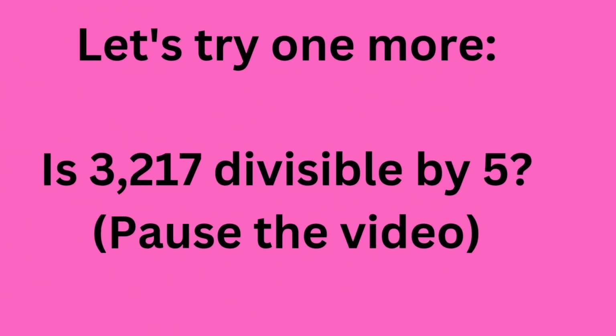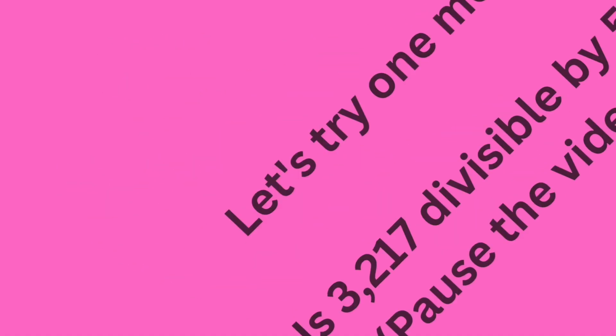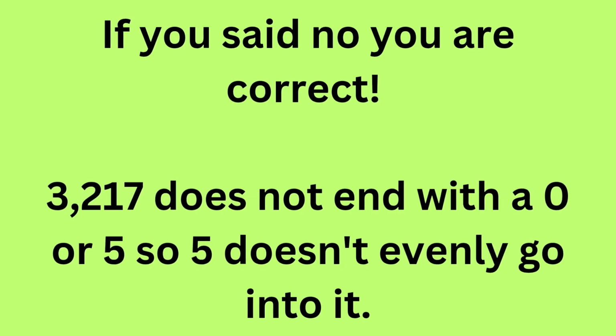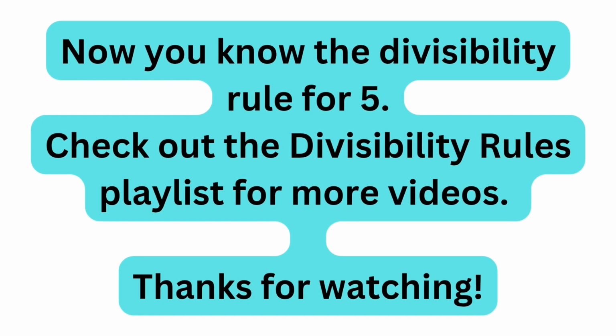Let's try one more. Is 3,217 divisible by 5? Again, pause the video so you don't see the answer. If you said no, you are correct. 3,217 does not end with 0 or 5, so 5 doesn't evenly go into it. Now you know the divisibility rule for 5.